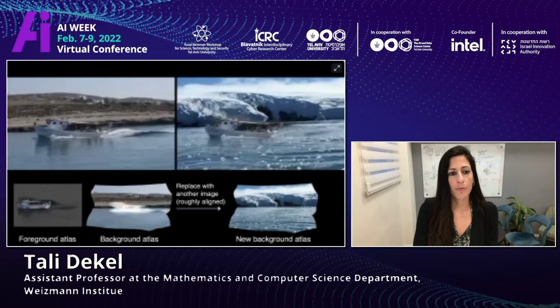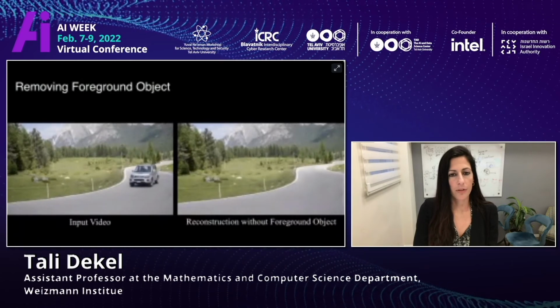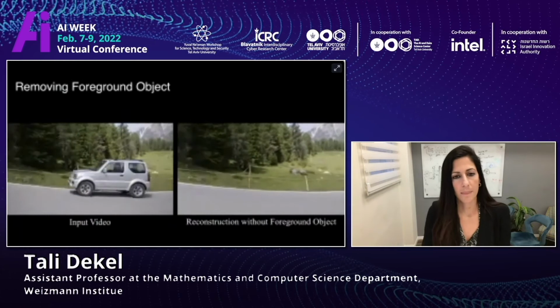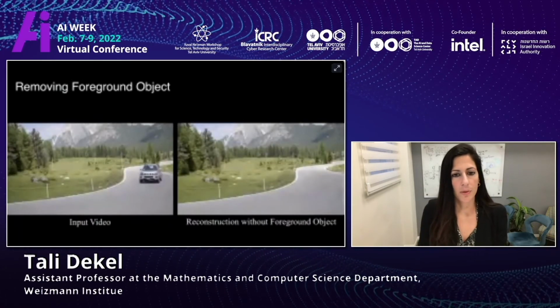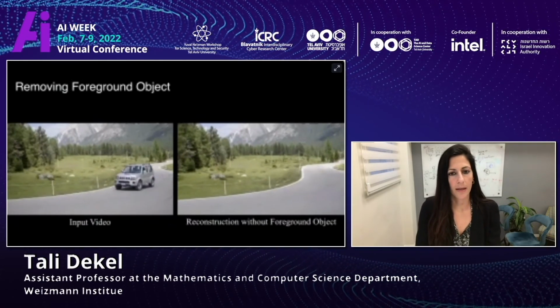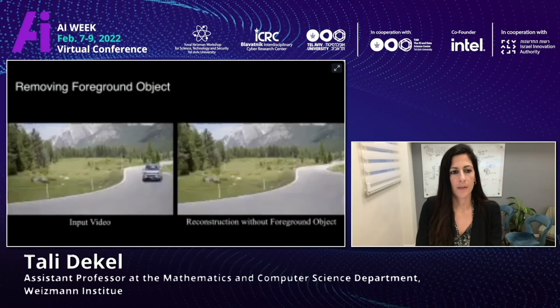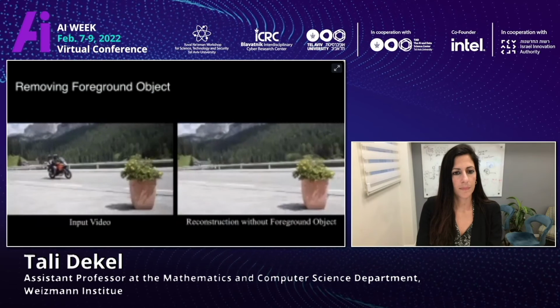We can also remove objects from the video by not rendering their layer, like in this example here. And you can see that the background is nicely painted behind the car. Or in this example.